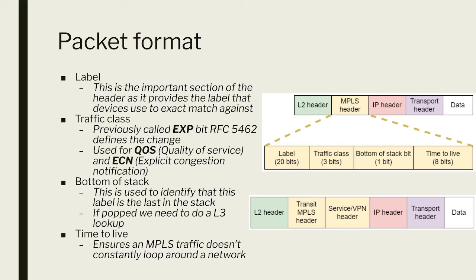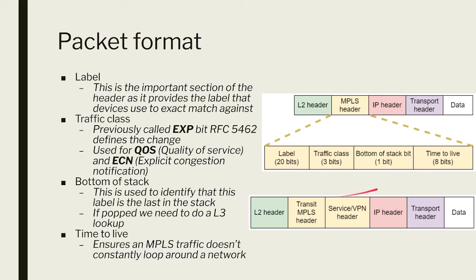Label 2 might say, take this action. And so that's why we use this label to actually identify which action we're going to take. Now, as I've already covered traffic class, we then have the bottom of stack bit. That bit allows us to identify that this specific header is the last one in the stack. And so that's useful when we have the ability to stack multiple labels.